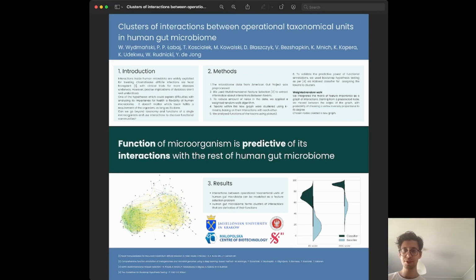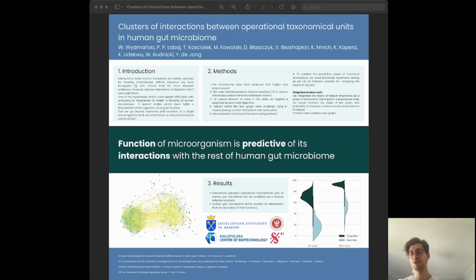The analysis consisted of using the multidimensional feature selection algorithm to extract the information about interaction between the taxons. This way, we obtained the matrix of the interactions and feature importance, which was able to tell us, for each column, which taxons we can use to predict the presence of the specific taxon.